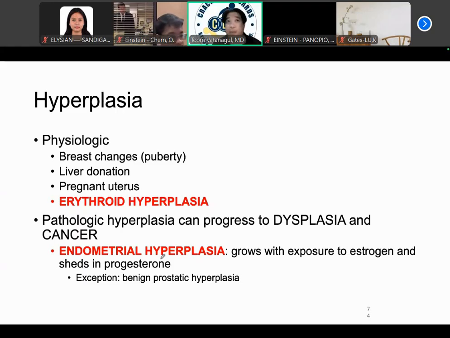Now, I have a question. What is the enzyme that converts estrogen to testosterone? What is the enzyme? Anyone? Okay, what is that enzyme? So the enzyme aromatase, take note, plays a very, very important role in converting your androgens.